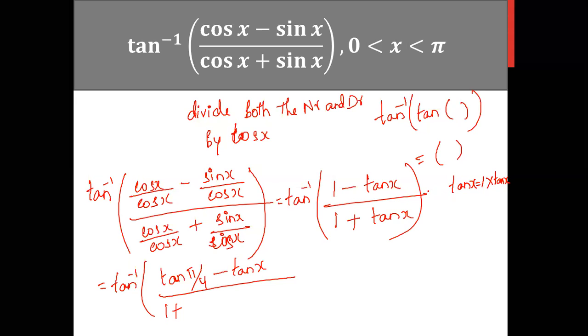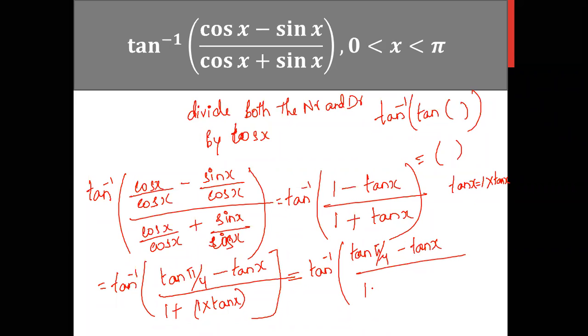1 into tan x, because 1 into tan x is tan x. So instead of tan x, I have written it as 1 into tan x. So tan inverse of tan pi by 4, write the numerator as it is, minus tan x, divided by 1 plus this one. Here, the 1 in 1 into tan x, I'll write as tan pi by 4 into tan x.